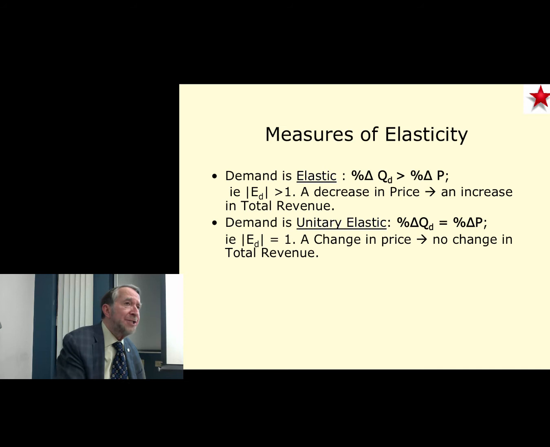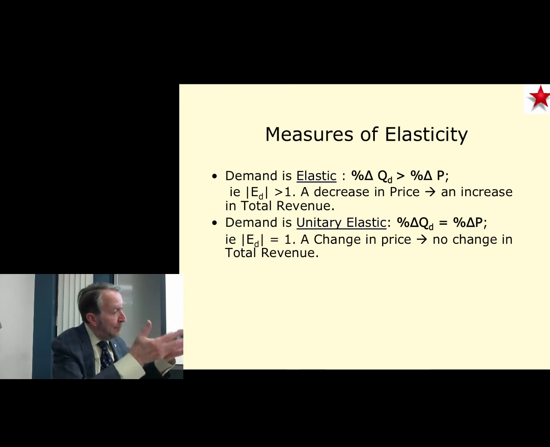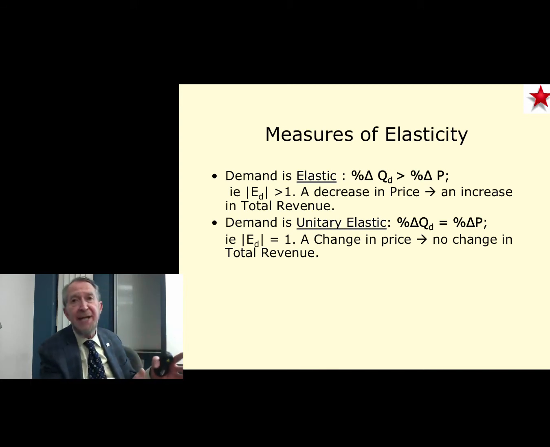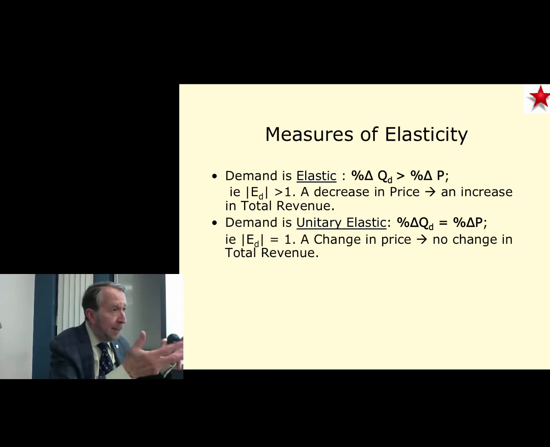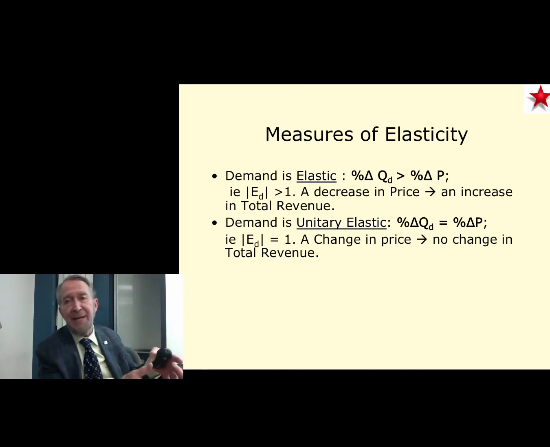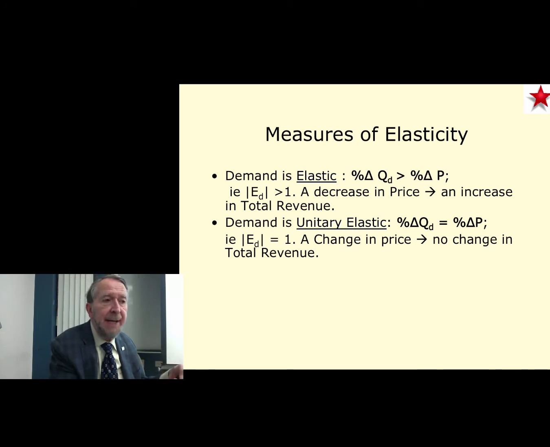If it's a wash, if it's unitary elastic, meaning the percentage change in quantity matches the percentage change in price. I raise price by 10%, so I'm getting 10% more on what I sell, but I sell 10% less. Total revenue is the same. Y'all with me? I get more on the ones I sell, but I've lost 10% of my sales. So 10% divided by 10% is 1, and demand is unitary elastic. If that's the case, then there's no change in total revenue.